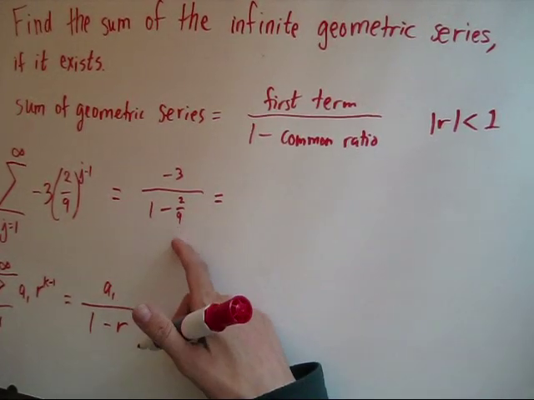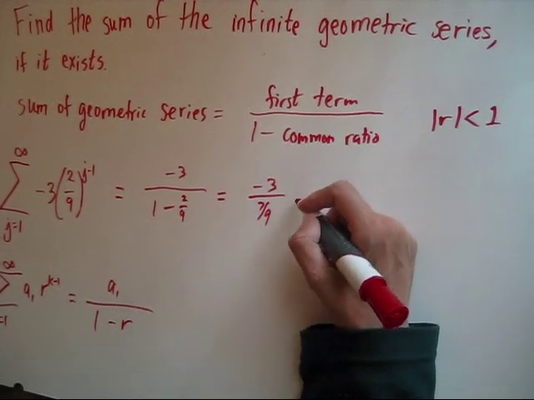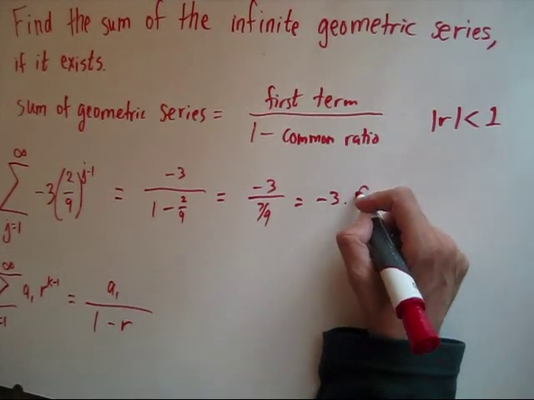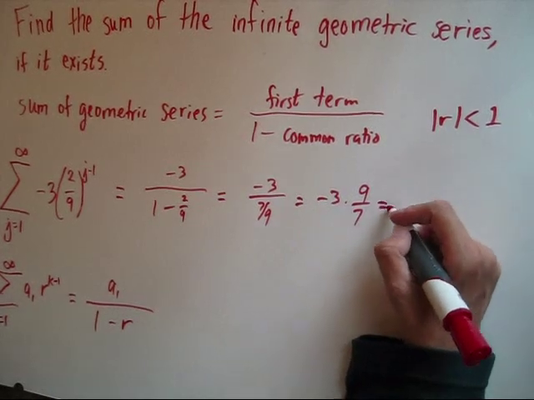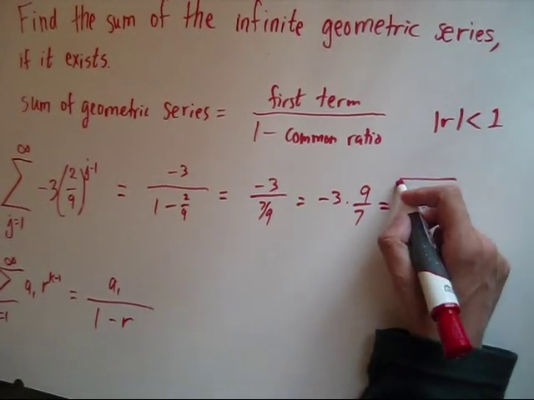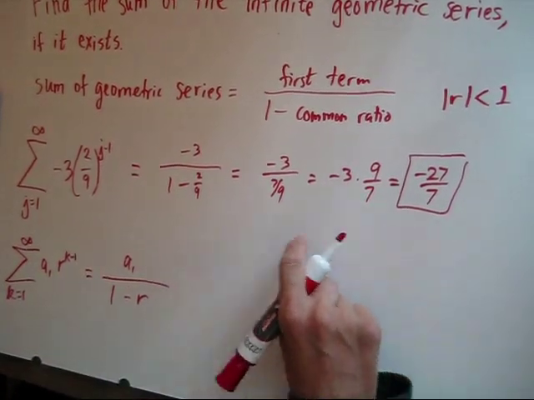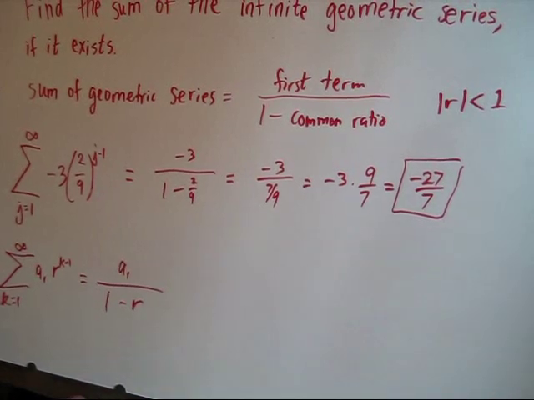And now we just got to do the arithmetic. We'll have negative 3 over 7/9, which is negative 3 times 9/7, which is negative 27 over 7. Nothing reduces. So if we add this up to infinity, we get negative 27 over 7.